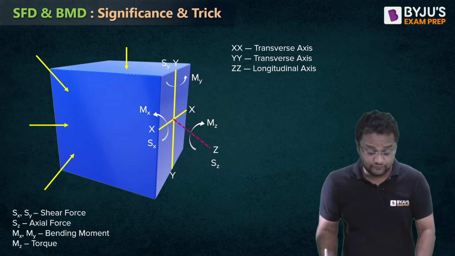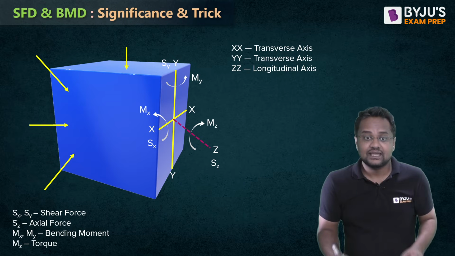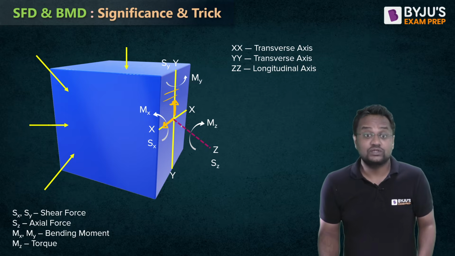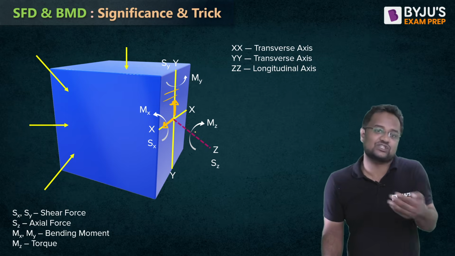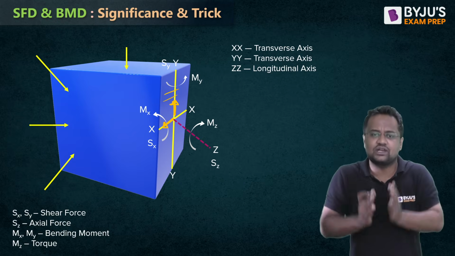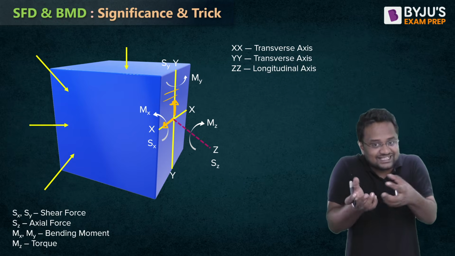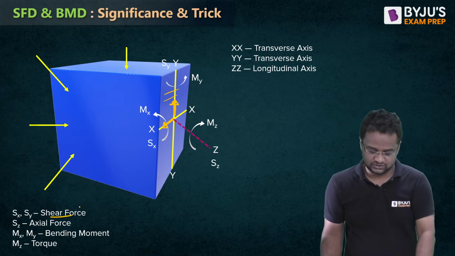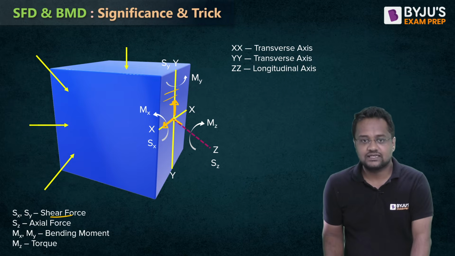Out of these three forces, you can clearly see that Sx, the force in x direction, and Sy are tangential to the body, tangential to that plane. They are tangential to this plane, so they are shear forces, Sx and Sy. Of course, in your case, you are only dealing with vertical loads, so only Sy will be coming. But yes, Sx is also a shear force. So Sx and Sy will be shear forces. And Sz, guys, in this direction, this force is not tangential.